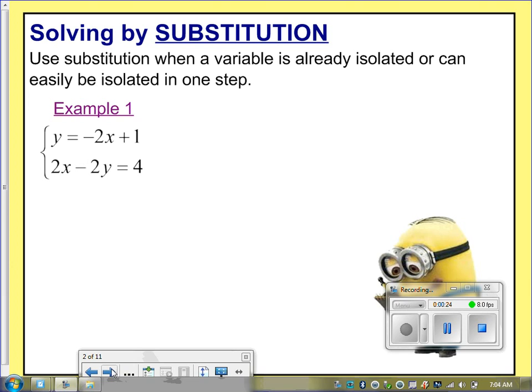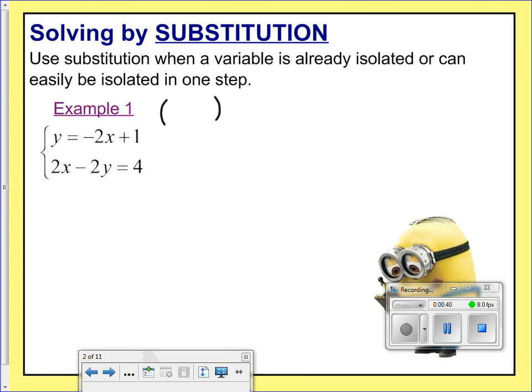The first method is substitution. We use substitution when a variable is already isolated or can be easily isolated. So in this case, notice that the y is isolated. Isolated means all by itself. So our goal today is to find an x and a y by solving this by substitution.